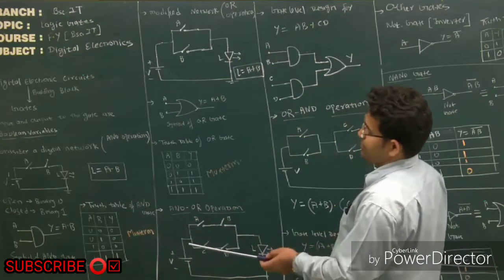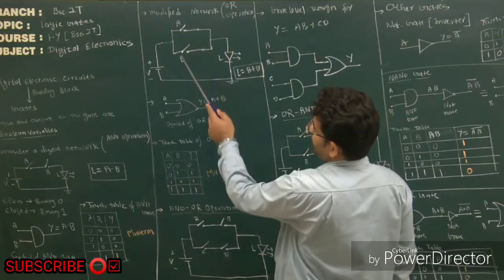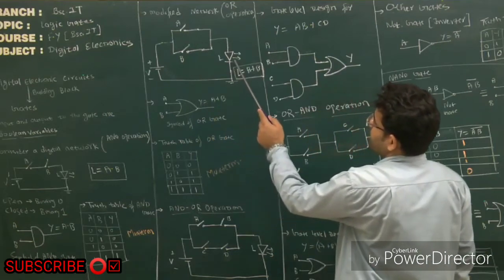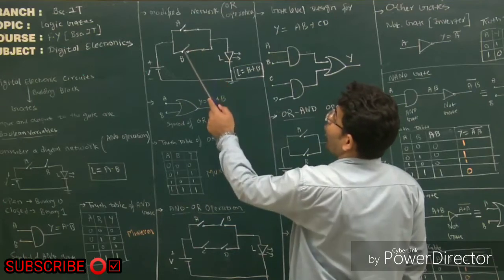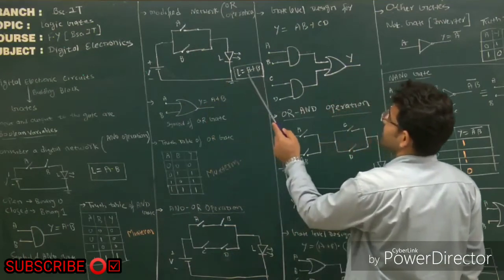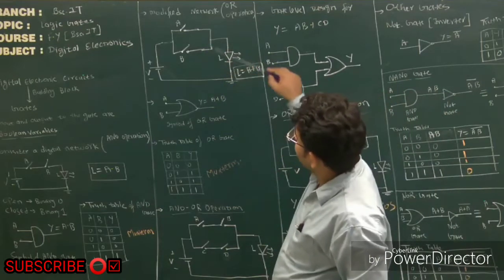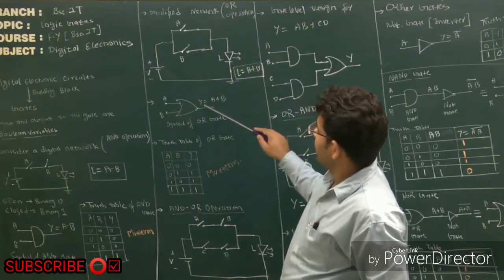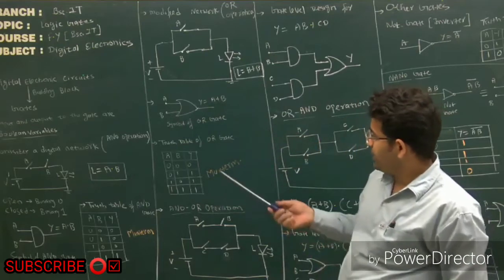In contrast to this circuit, if I connect switches A and B like this in parallel, then I'll get light from the LED whenever A or B is closed. So this is A plus B, or A or B. The digital circuit equivalent to this configuration is your OR gate. So for inputs A, B, the output is A plus B.